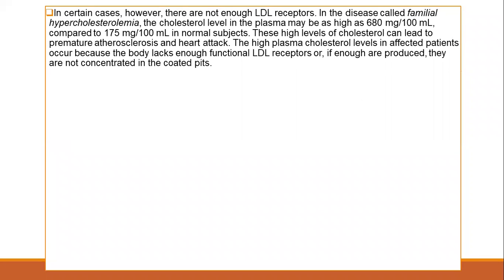In certain cases, however, there are not enough LDL receptors, in the disease called familial hypercholesterolemia. The cholesterol level in the plasma may be as high as 680 milligrams per 100 ml, compared to 175 mg cholesterol per 100 ml of plasma. You call this hypercholesterolemia. These high levels of cholesterol can lead to premature arteriosclerosis and heart attack.